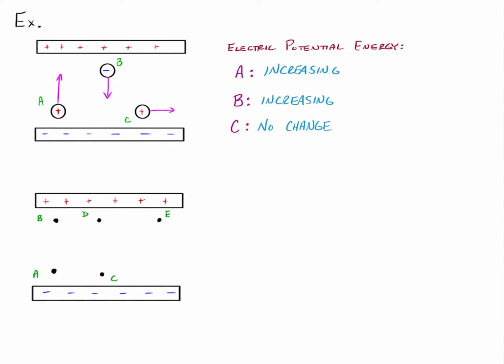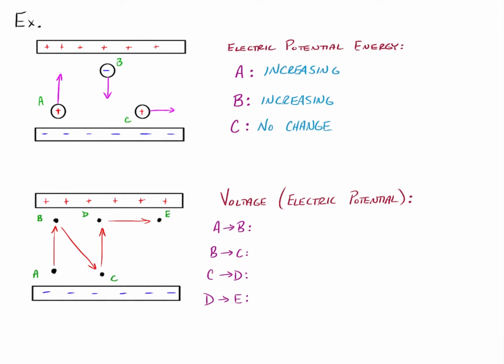Now, in the second case on the bottom, we have an electric field with 5 different points, A, B, C, D, and E. And we're going to take a journey through here. We're going to go from point A to point B, then slide down to point C, up to point D, and over to point E. And the question is the voltage, or the electric potential. Is it increasing? Is it decreasing? Is it remaining constant? And that's what we want to look at.